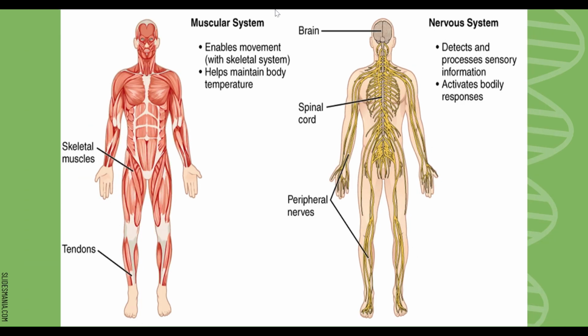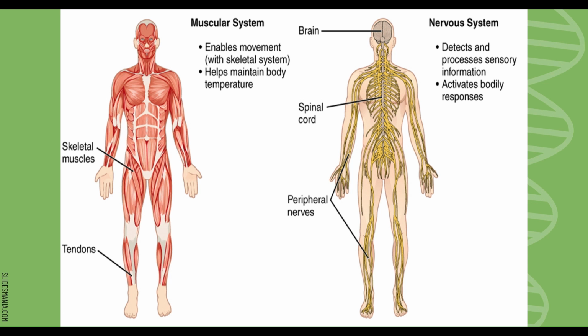And so here is the muscular system I was just talking about, right? Enables movement with your skeletal system, right? So a muscular system is attached to your skeleton, and through the movement of your muscles, your skeleton moves your body around, right? So they work together to give you that movement, and it helps maintain body temperature, right? So your muscles will twitch when you get cold, you start shivering, and that actually helps create warmth, right? That's why your body shivers when it's cold, so that it can warm itself.